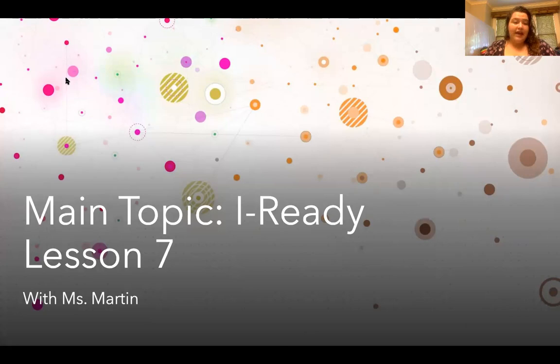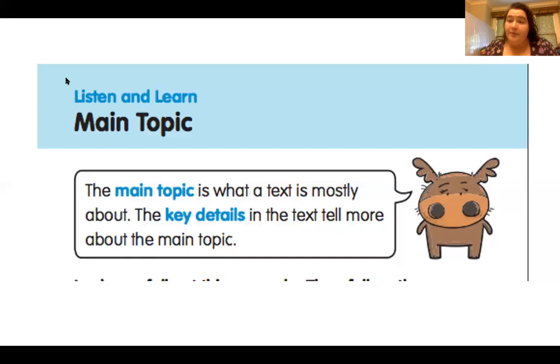So these are all nonfiction. So it's lesson 7. And on page 69 is where we'll begin. So if you're open to page 69, you should see this on the top. This little nice moose guy, he tells us what main topic is. It says the main topic is what the text is mostly about. Now the key details in the text tell more about the main topic. So main topic is what it's all about, and key details tell us about the main topic. So I have an example.